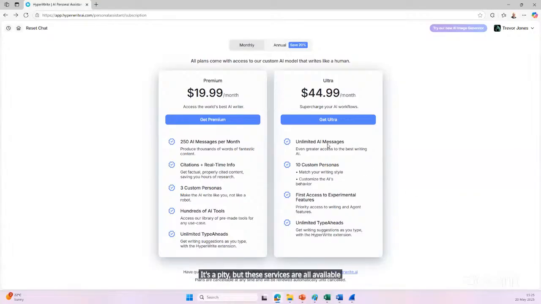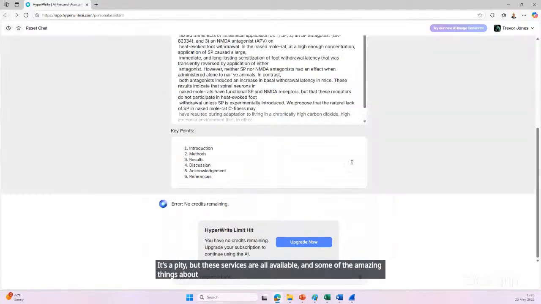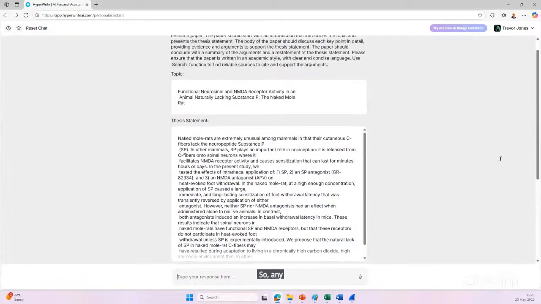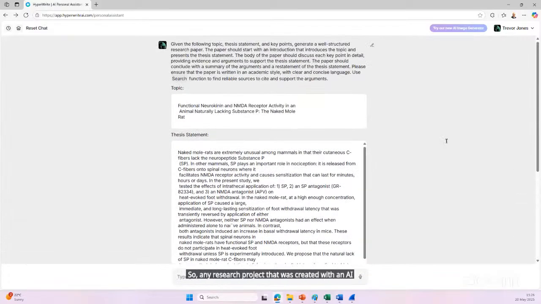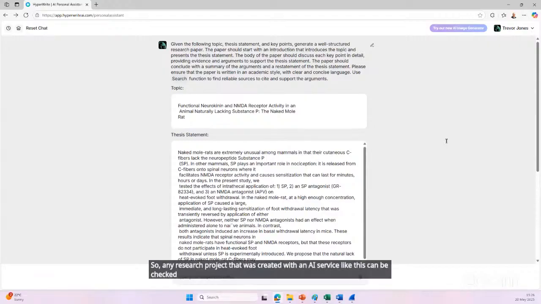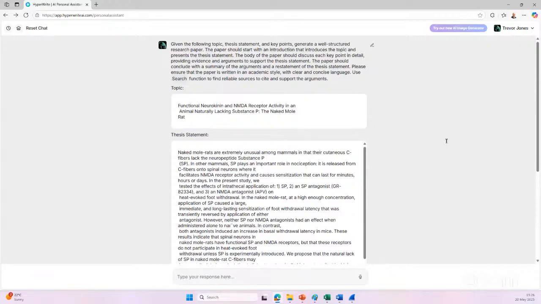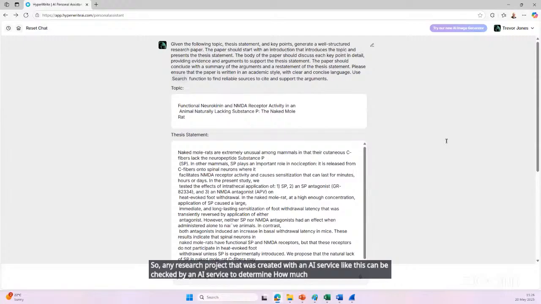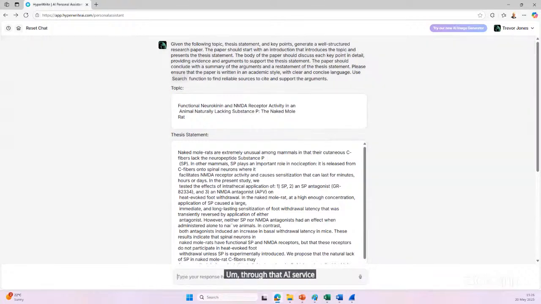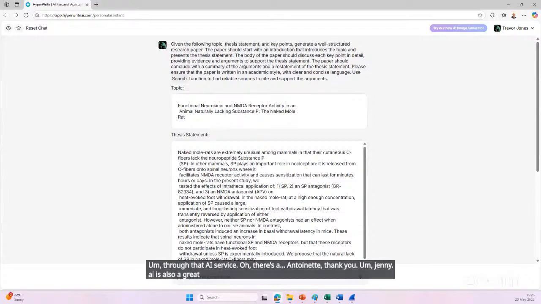And some of the amazing things about these services is there is also an AI checker. So any research project that was created with an AI service like this can be checked by an AI service to determine how much and if it was created by an AI service, and then will allow you to make changes to that AI service. Oh, there's Antoinette, thank you. Jenny.ai is also great for research. There are many of these tools that are really amazing for research.